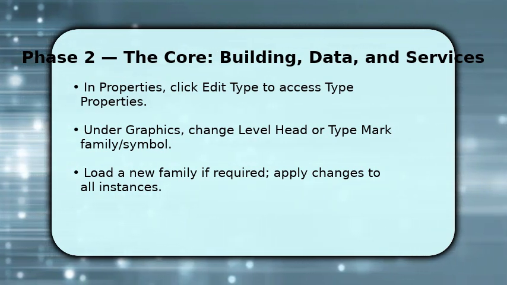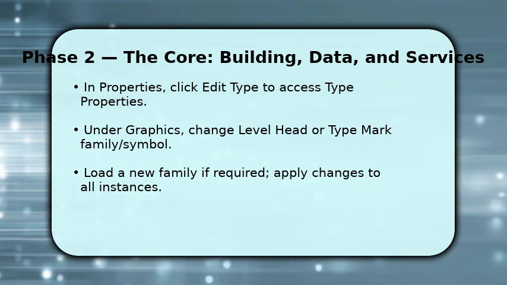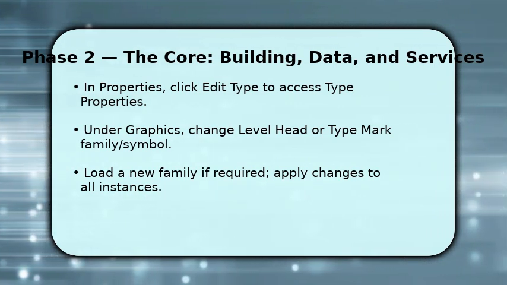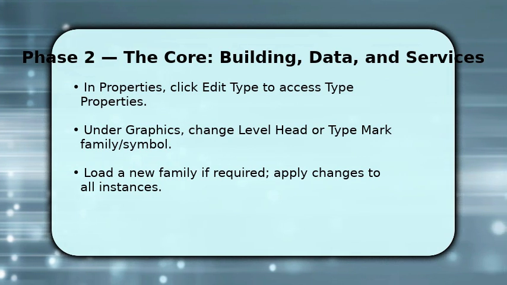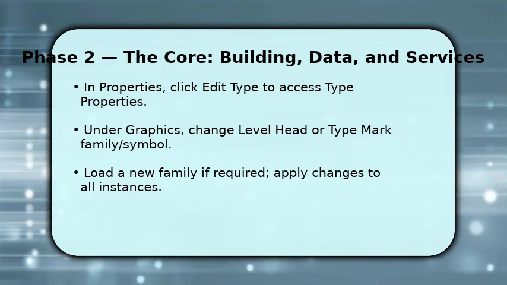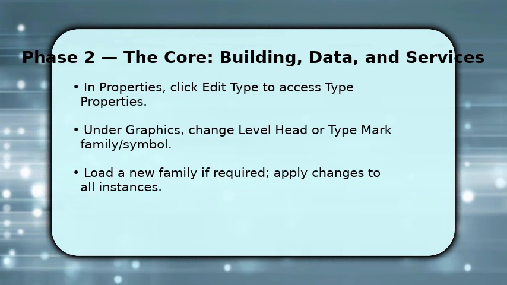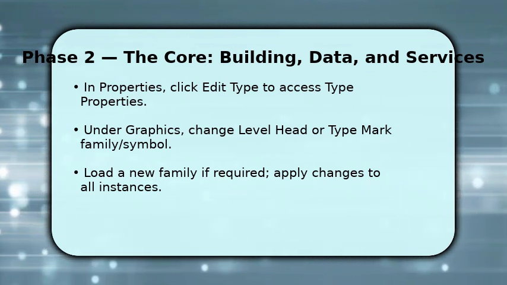This points to the family that draws the symbol. Change it by selecting a different family type from the drop-down, or click Load to bring in a new level head family from File. Apply the change. Notice it updates all levels of that type, so you control consistency.